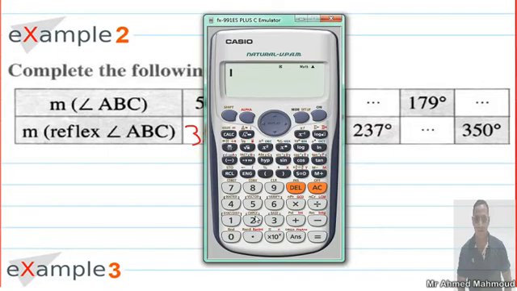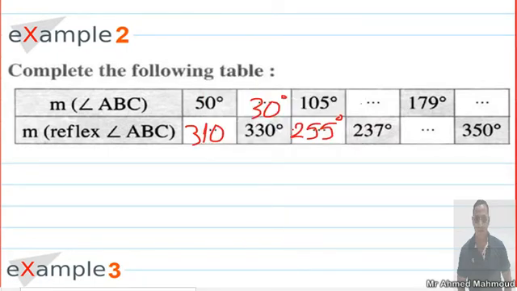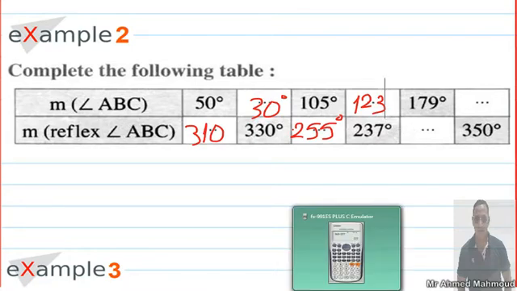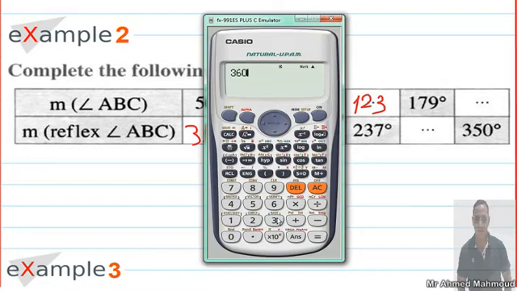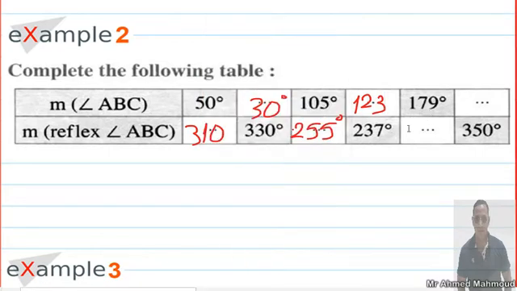360 minus 237, it's equal 123. Here 123. Okay, the fifth one, 360 minus 179, it's equal 181 degrees. Here 181 degrees. Here 360 minus 350, it's equal 10 degrees.